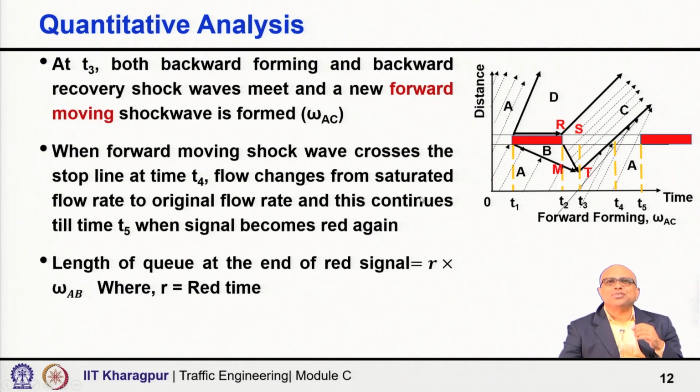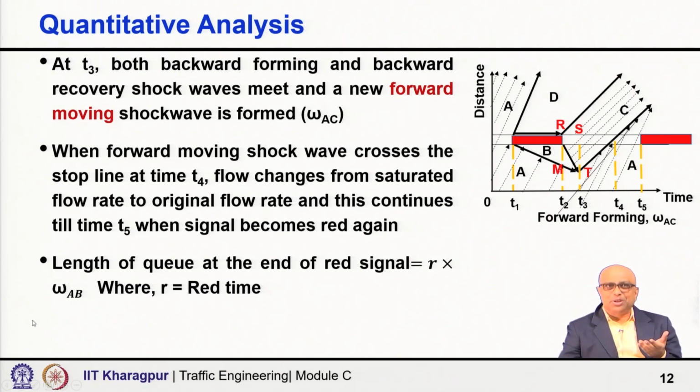If I am observing how the flow is happening from the stop line, we will observe that the flow beyond time t4 changes to the original flow rate, like traffic state A, and this will continue till time t5, where the green time is over and again the signal becomes red. So, what will be the length of the queue at the end of the red signal?